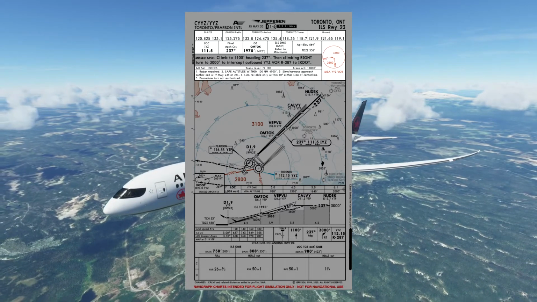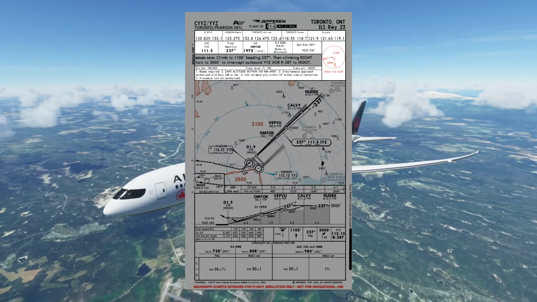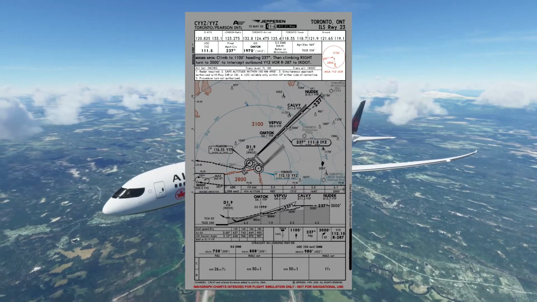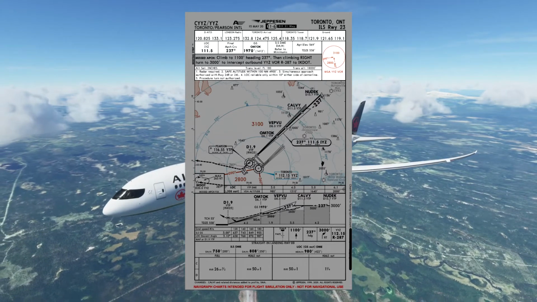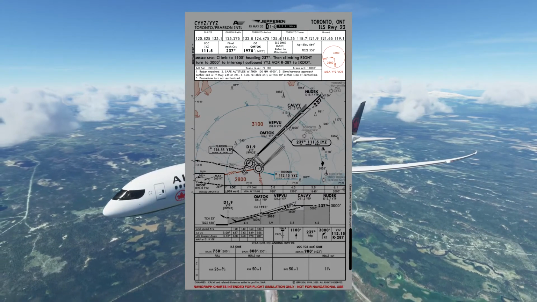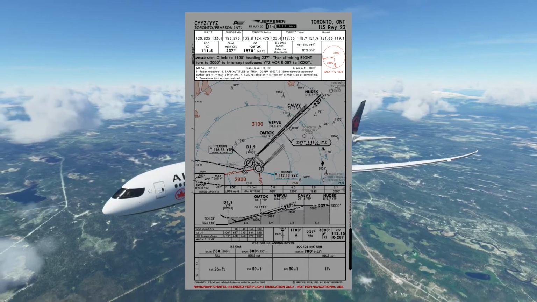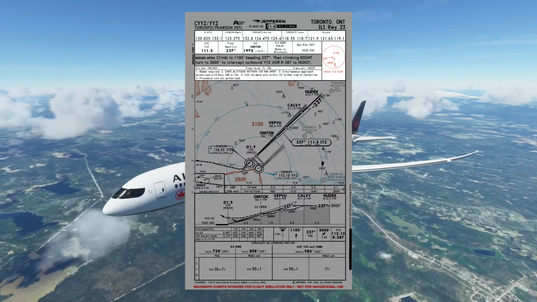So we run inches of mercury in North America instead of millibars. Transition flight level is flight level 180, and transition altitude is 18,000 feet. So generally speaking, as you climb up, you're going to switch from feet to flight levels at 18,000, and as you come down, you're going to switch from flight levels to feet at 18,000 feet.